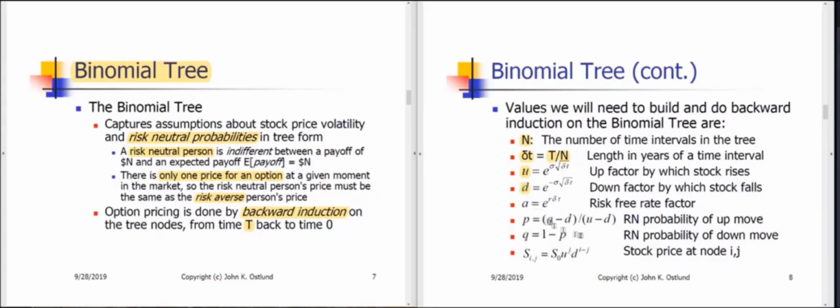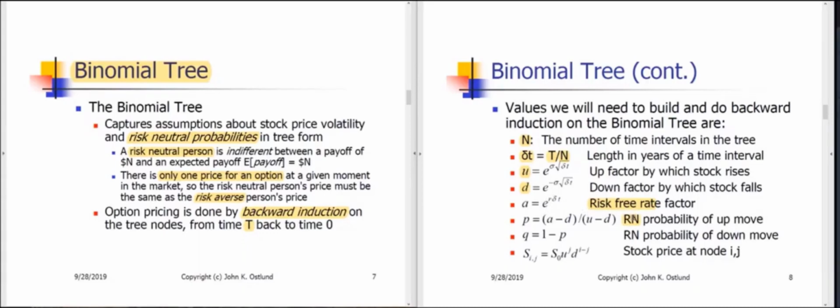If the stock falls, the amount by which it falls is e to the minus sigma square root of delta t. And you can see here that if a stock rises in one period and falls in the next period, it returns to the same price that it had in the initial period. That is, u times d is just 1. The risk-free rate factor, incorporating our risk-free rate, is e to the r delta t.